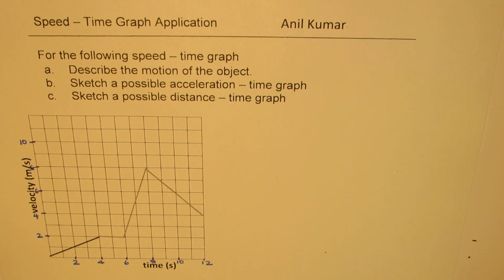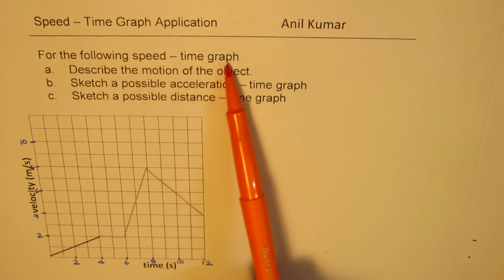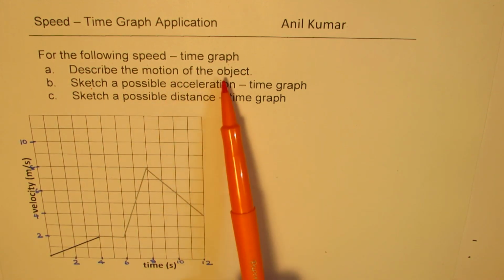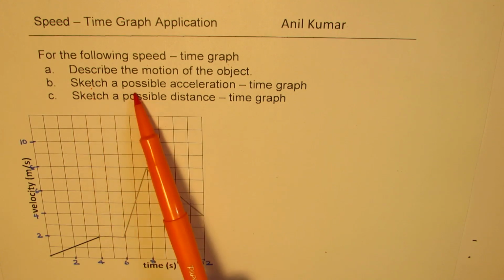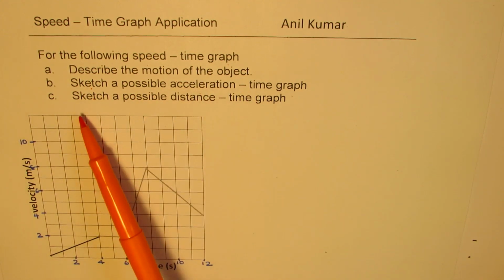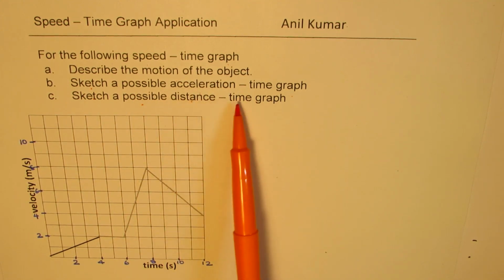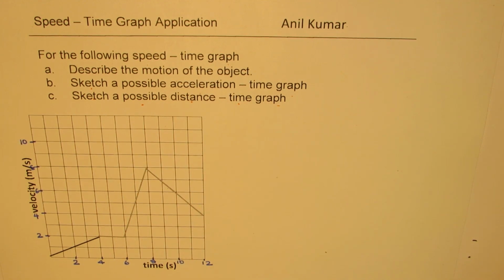In this video, we will understand how to read information from a speed-time graph and use this graph to find acceleration and distance. The question for us is, for the following speed-time graph, describe the motion of the object, sketch a possible acceleration-time graph, and sketch a possible distance-time graph. So let's begin with describing the motion of the object.